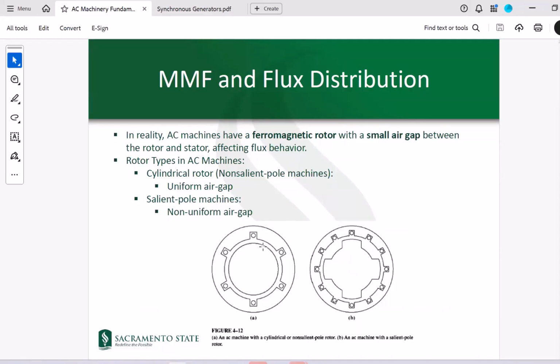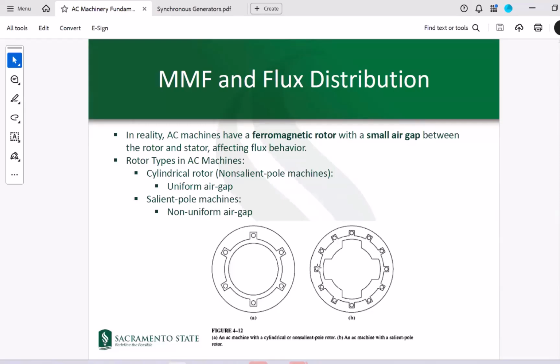You have a uniform air gap between the stator and the rotor. The outer portion is associated with the stator, and the inner portion is associated with the rotor. As you can see, there is a uniform distance or space between the rotor and the stator. That's why we call this a non-salient or round rotor. And here are the armature windings that have been embedded inside the stator.